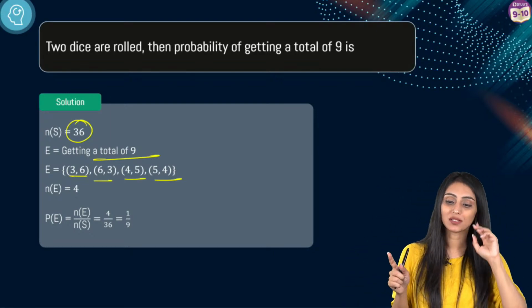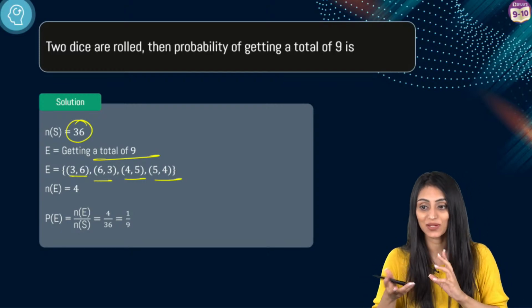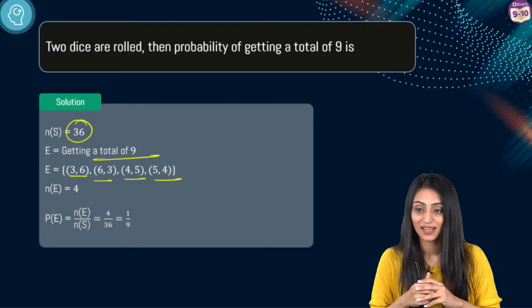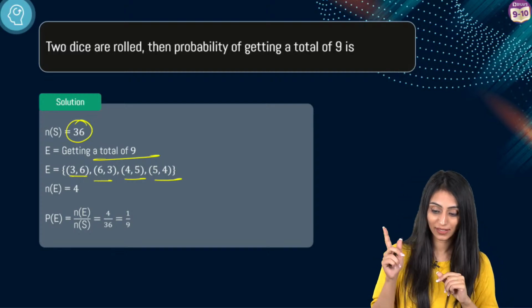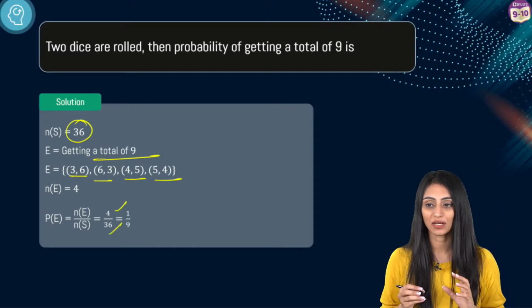So Divyansh, you were considering only like this, 3, 6. You did not consider 6, 3. Vice versa as well is possible, right? Right. Why 36? I'll answer to this. So favorable outcomes are 4, total is 36, so we have 1 by 9.